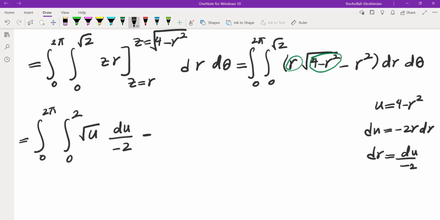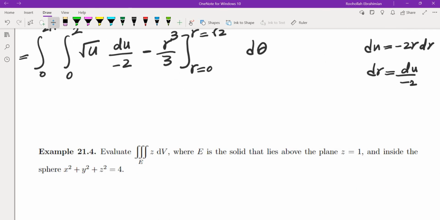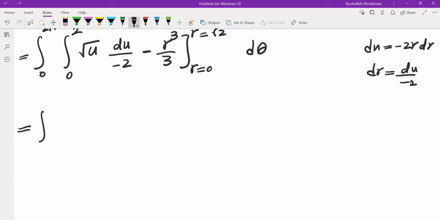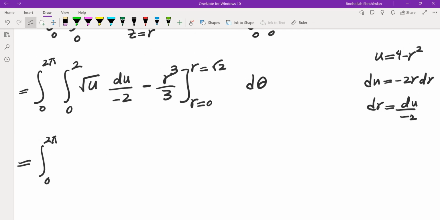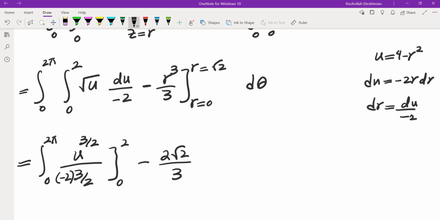The second integral is very easy to evaluate. That's r cubed over 3, and this one is from r equals 0 to r equals root 2, and then d theta. So we're going to plug in the values. We get 0 to 2 pi. Integral from 0 to 2 of root u is u to the power of 3 halves over 3 halves. And there's also a negative 2 at the bottom. And this is from 0 to 2 minus, if you plug in root 2, we get 2 root 2 over 3. And if you plug in 0, we get 0.